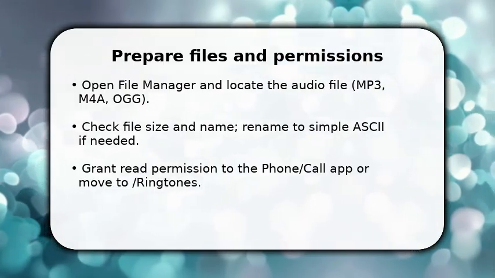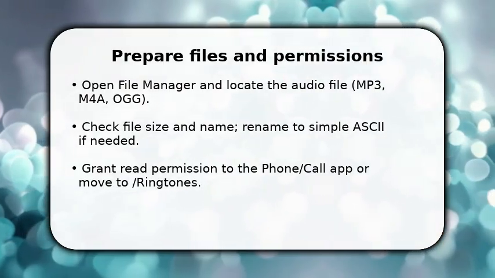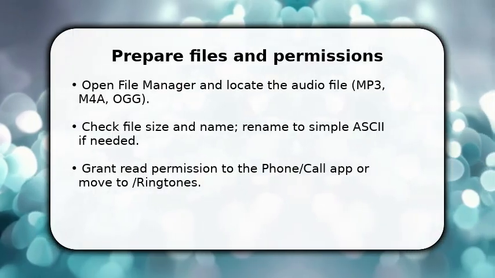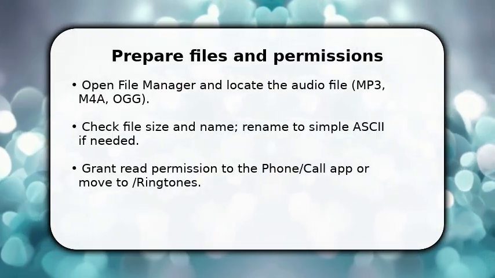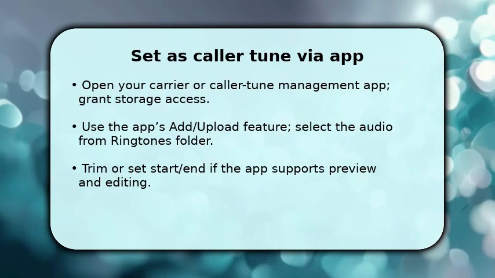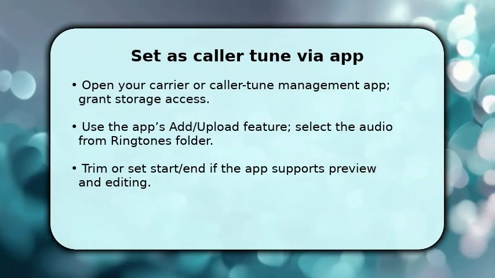Then change permissions or move the track into the system ringtone directory or the app-accessible ringtones folder so the dialer or carrier app can see it. This first step done, you now use the carrier or caller tune app to assign the file.